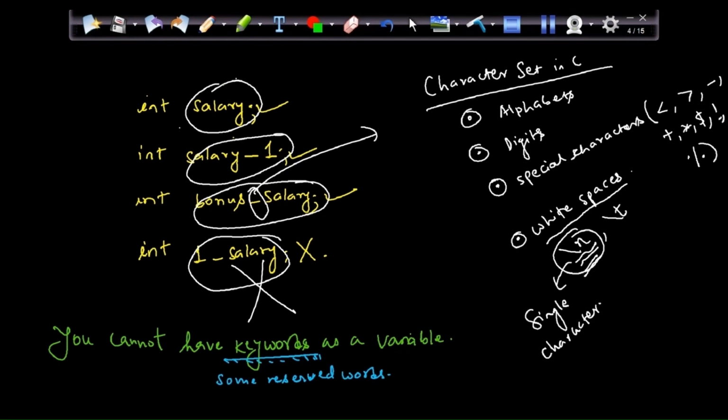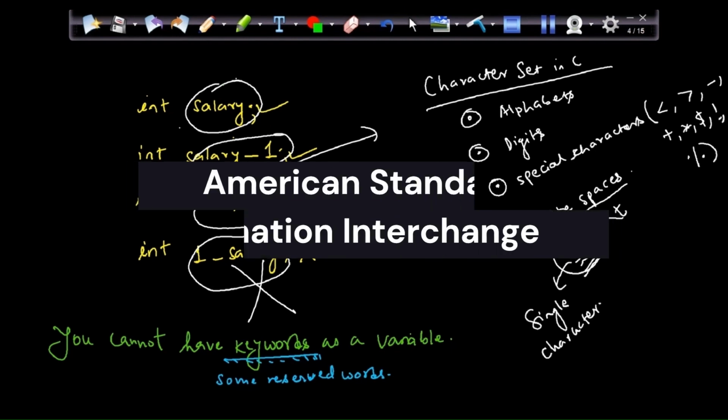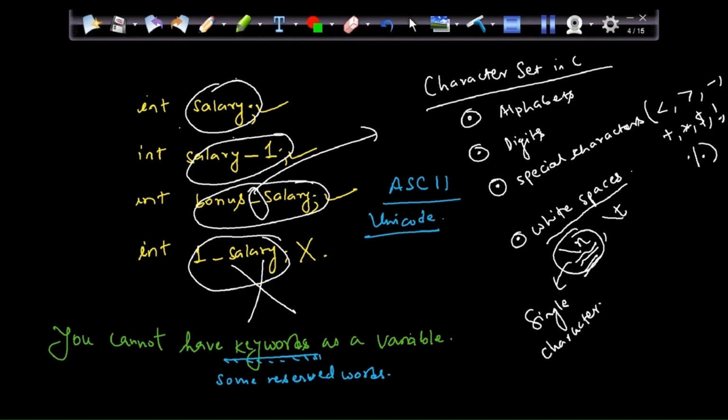There are two standards, ASCII is one of them, and Unicode. ASCII stands for American Standard Code for Information Interchange. How anything is stored in your memory is that every character is mapped to a number. Then whatever the binary equivalent of that number is, that is actually stored in the memory.